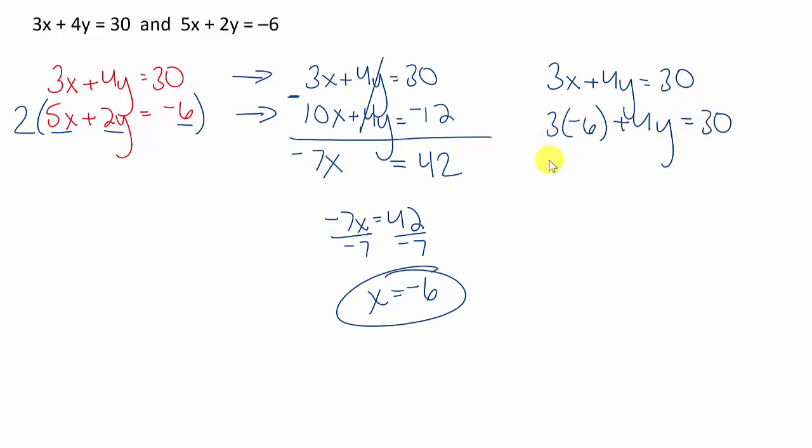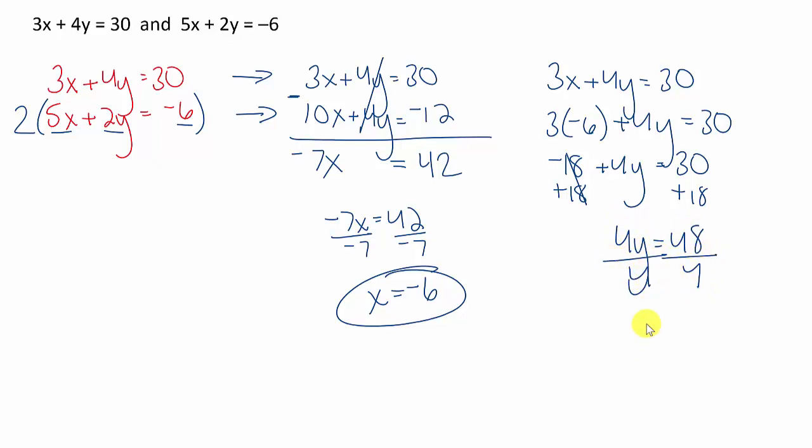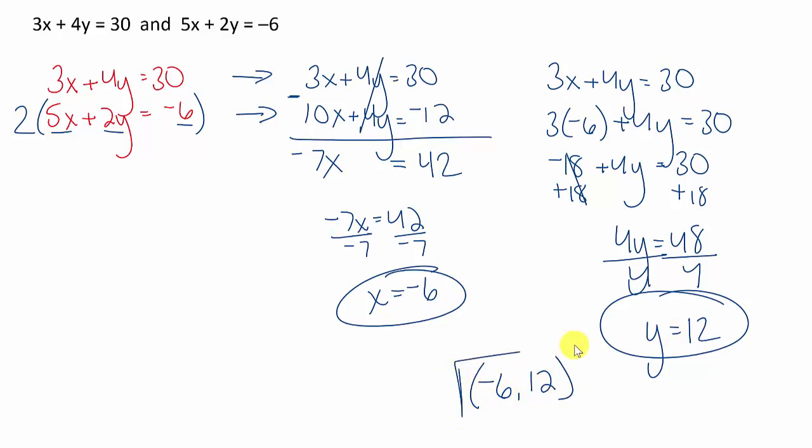So 3 times negative 6 is negative 18, plus 4y equals 30. When I move the 18, it's negative, so I'm going to add it to both sides. I get 4y equals 48. Divide both sides by 4. Y equals 12. So I have my coordinates now. I just want to write them as a coordinate pair. X was negative 6. Y was 12.